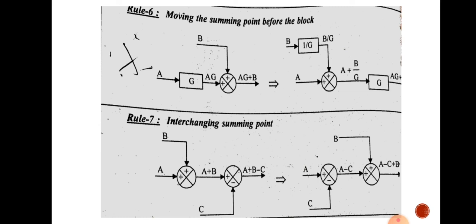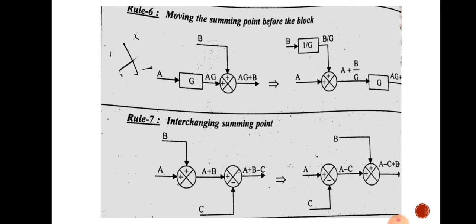Okay, and the next is interchanging the summing point. Here A and B are given to the summing point, and the output of the summing point is A plus B. Then it is given to another summer, and C is given to the negative part of the summing point. So C will be subtracted from A plus B, so the output is A plus B minus C. Interchanging the summing point means that we will interchange the inputs.